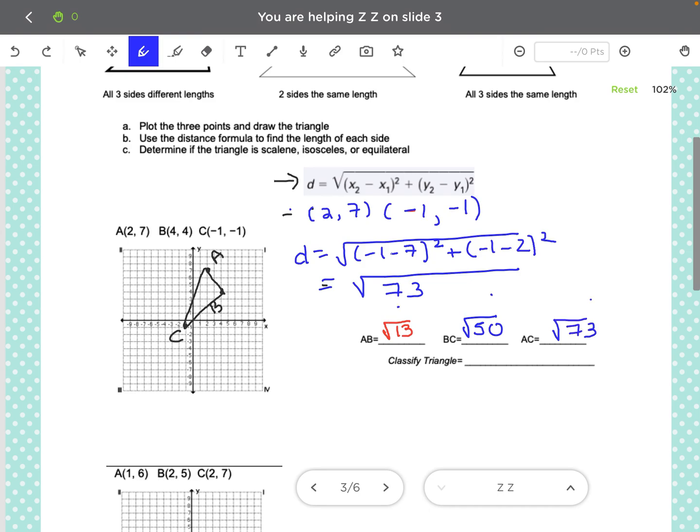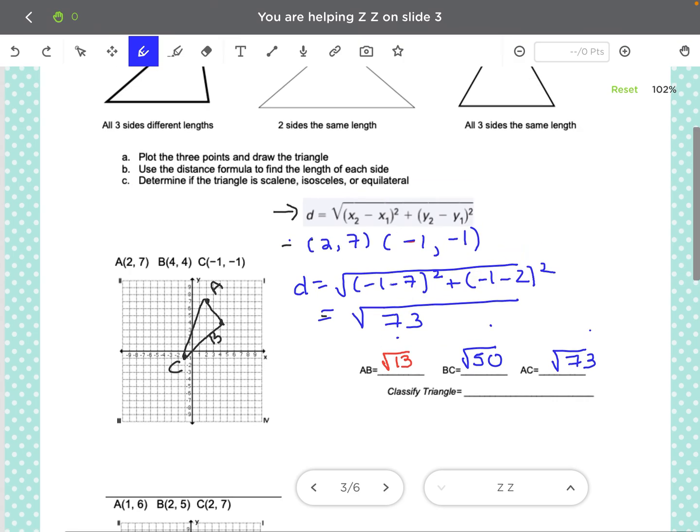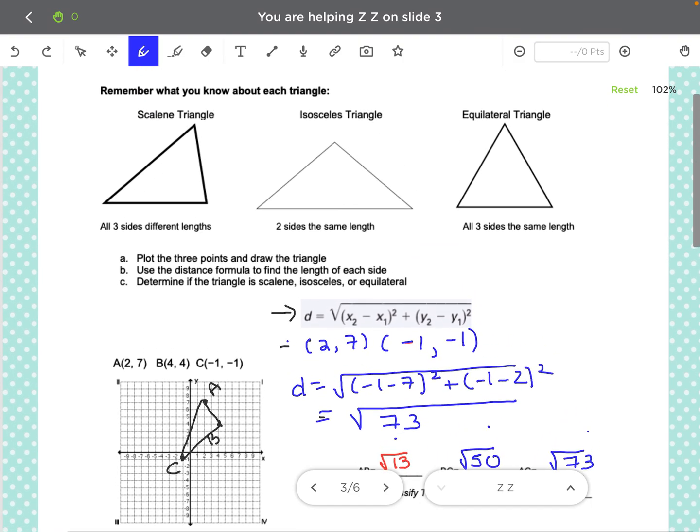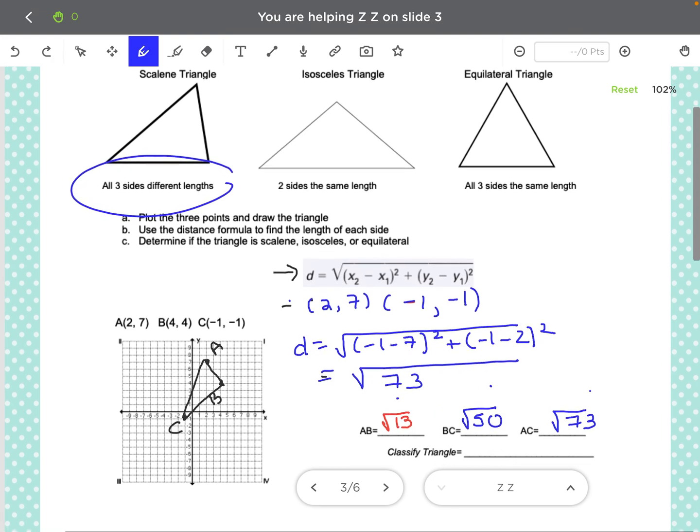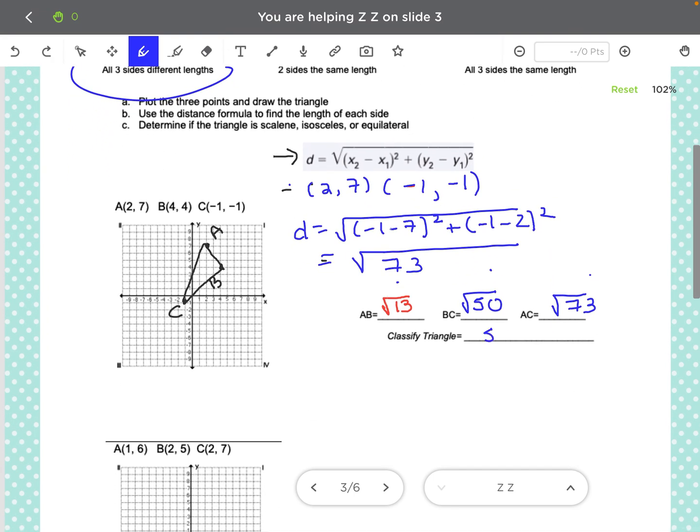So notice all three distances are different. So remember, the word for a triangle that has all three sides different length is called scalene. So this is how you would classify it.